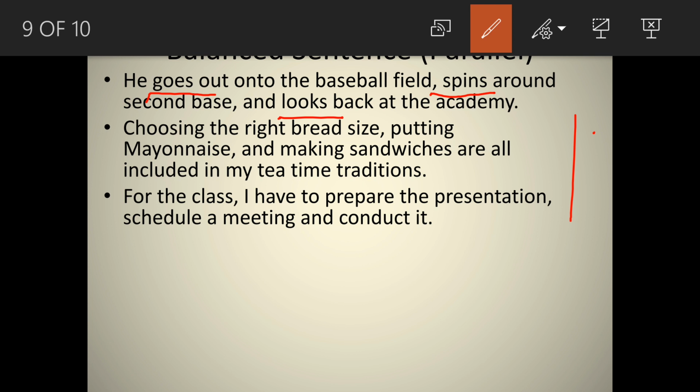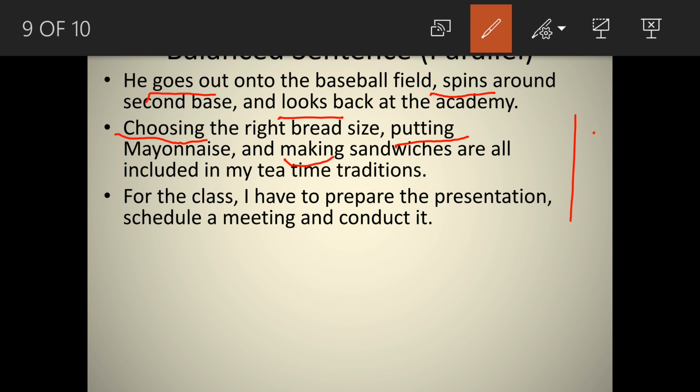Then the next one. Choosing the right bread. Choosing is the verb in this phrase. Then putting, mayonnaise, and making sandwiches are all included in my tea time traditions. Right? So choosing, putting, and making. All of them following the same grammatical structure. Please notice that the word mayonnaise is the correct pronunciation, and the other version, which is more common in Pakistan, is not the correct pronunciation.